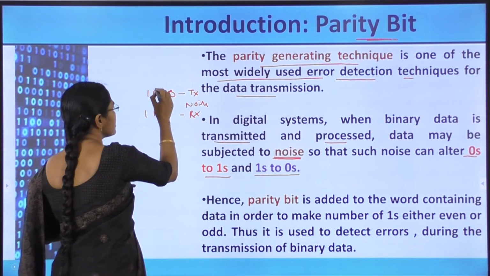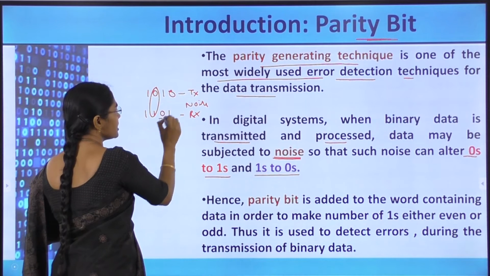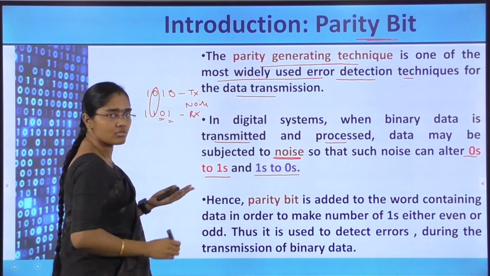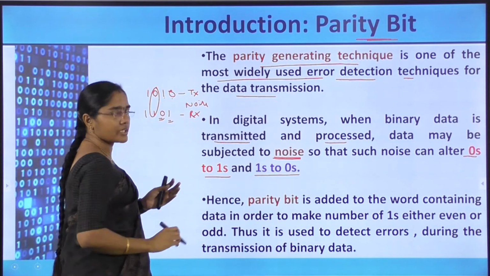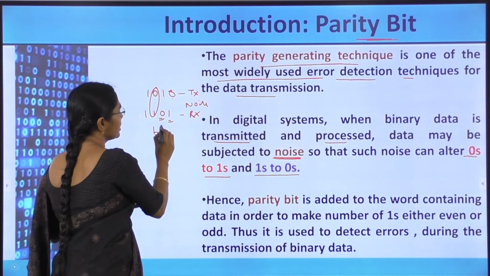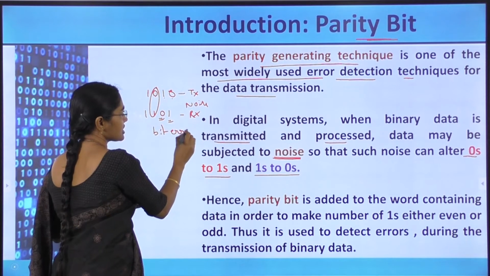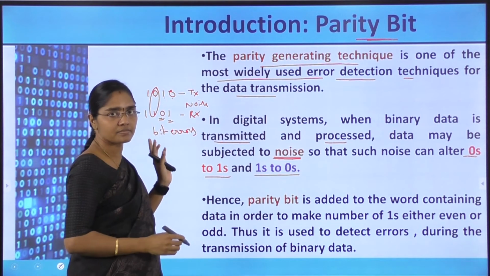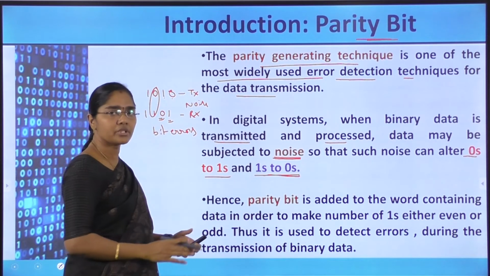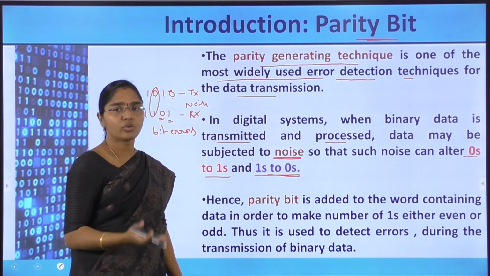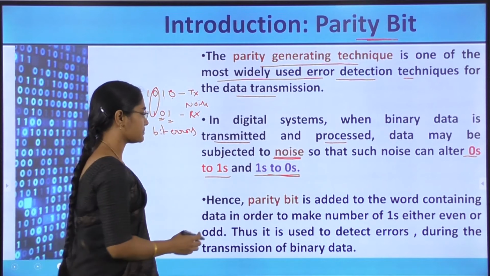That means the 0 is changed and 1 is changed and 0 is also changed. So 0 to 1, 1 to 0, 0 to 1 like this. So all these are nothing but bit errors. These are called as bit errors. Okay. So due to the noise in our digital systems, zeros will be changed to ones and ones will be changed to zeros.